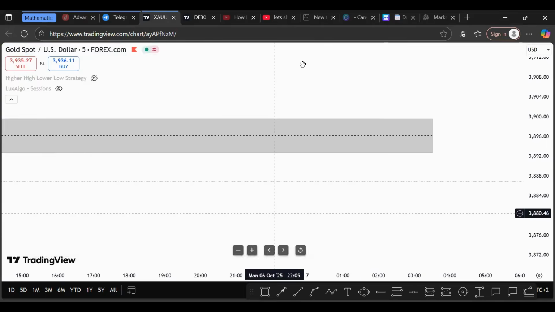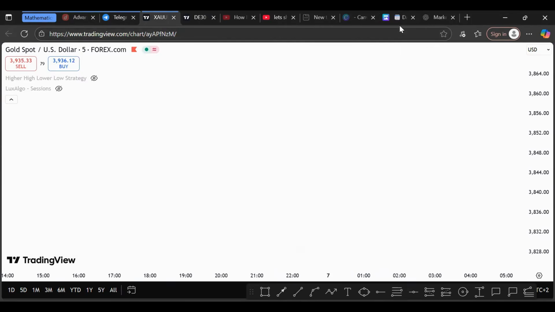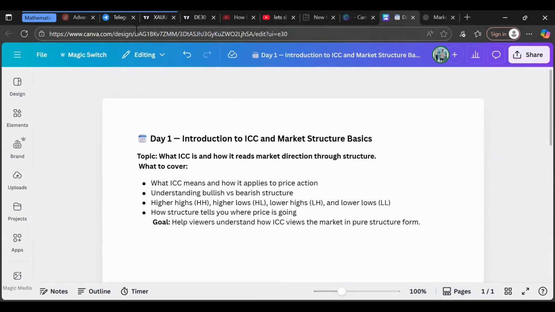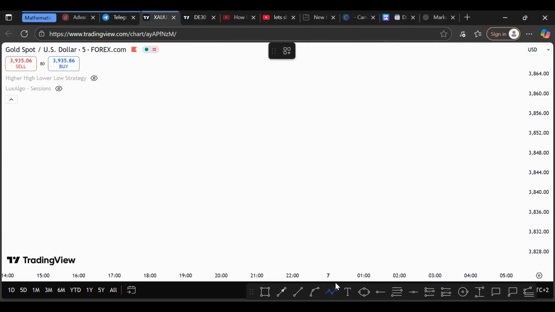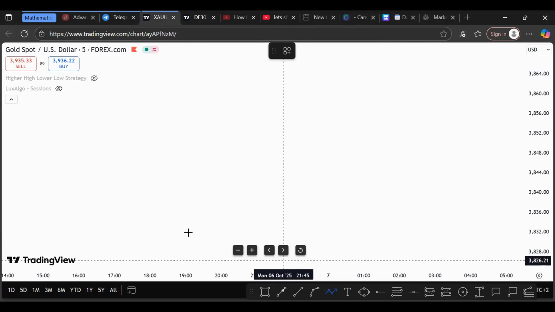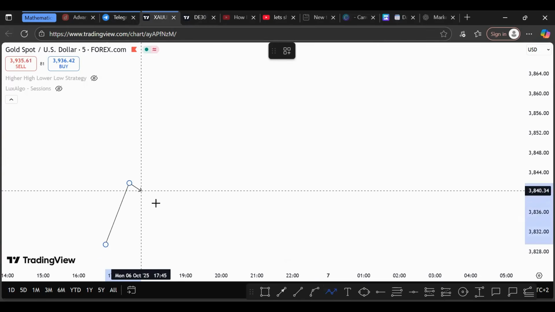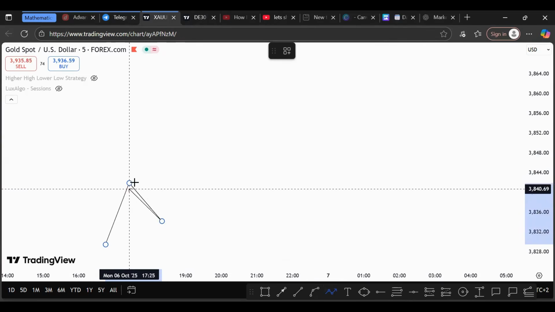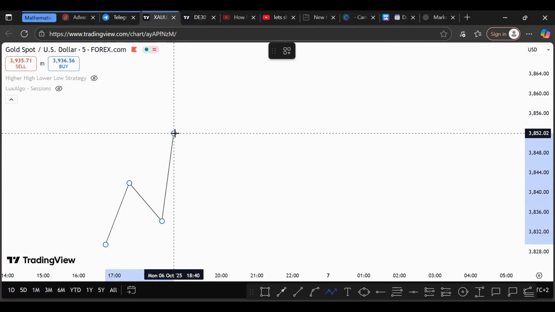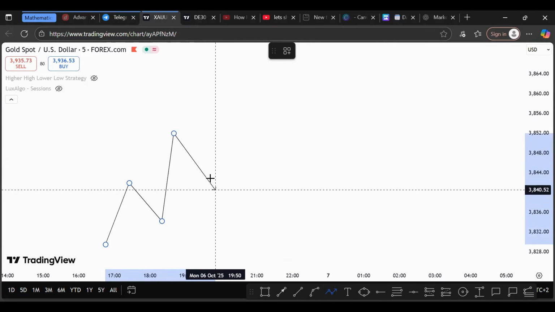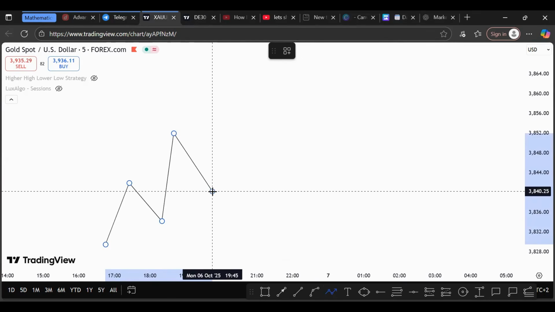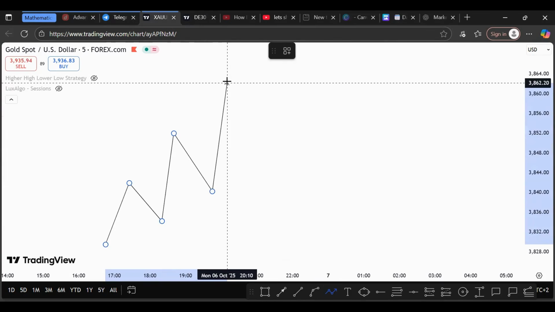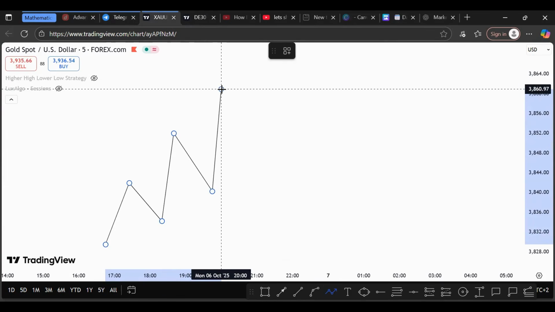One of the things mentioned was ICC and how it can be applied to market structure. I want to explain ICC in the simplest form. Let's say you are in an uptrend. For it to continue to be an uptrend, you need to break a high. This will be the high, and then price comes back to retest. This will be the retest, and then price has to continue to go up.